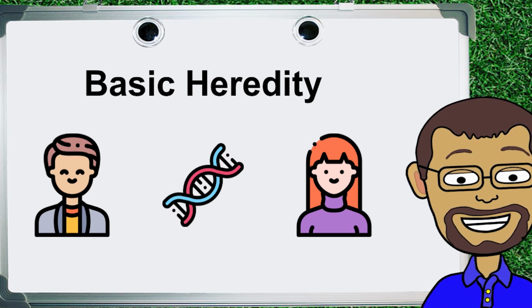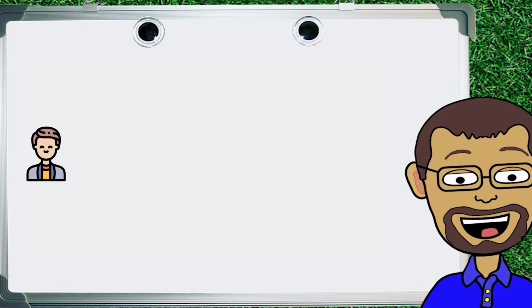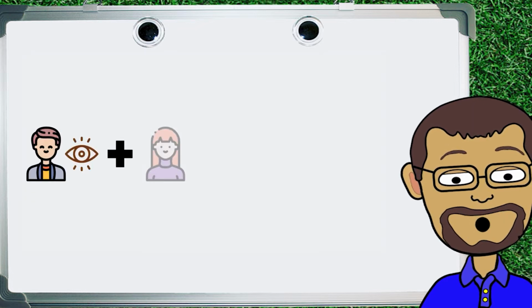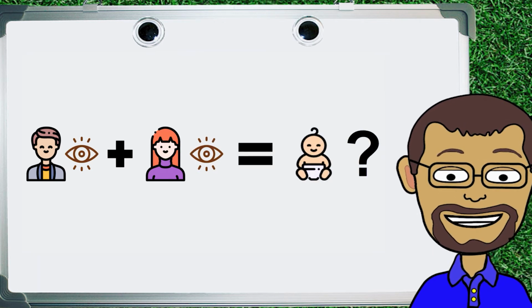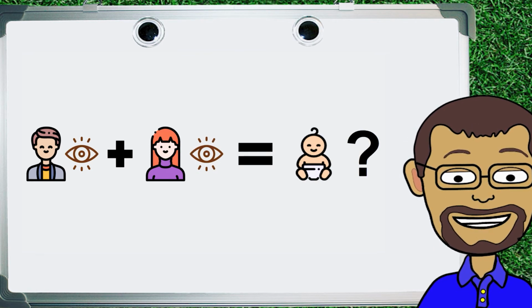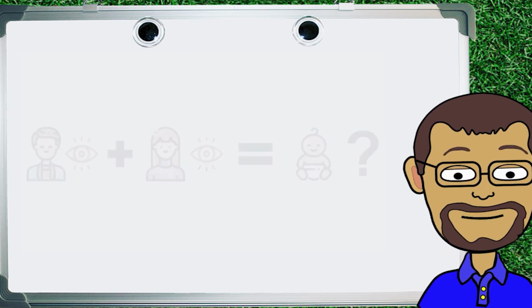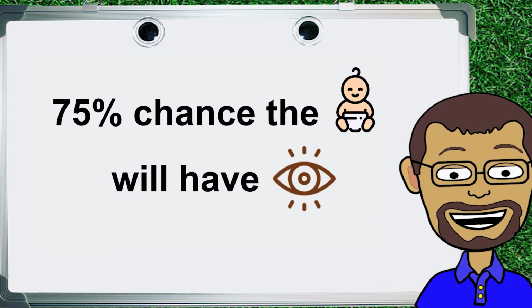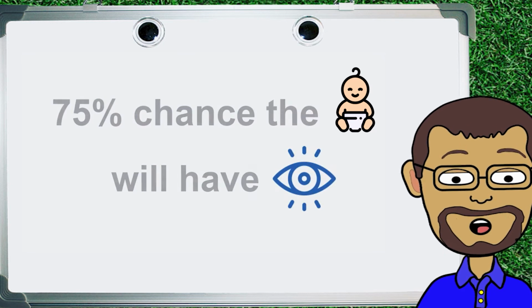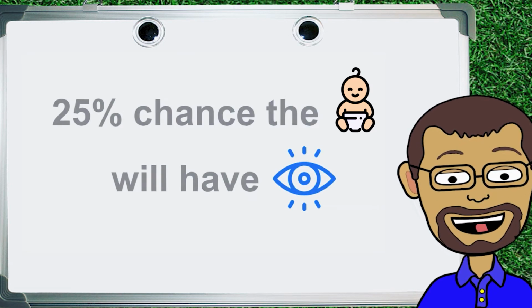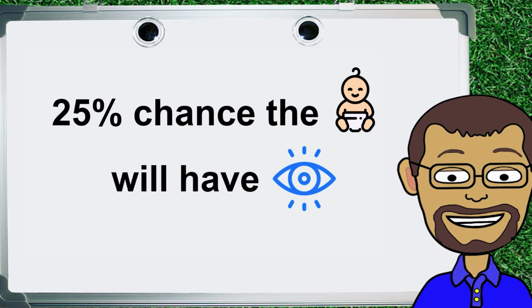All right, so let's go ahead and get started with just a scenario. If a man has brown eyes and a woman has brown eyes as well, and they have a child together, what color eyes do you think that their child will have? If you guessed brown, well, you actually only have a 75% chance of being right. Believe it or not, there's a 25% chance that the child is going to end up with blue eyes.